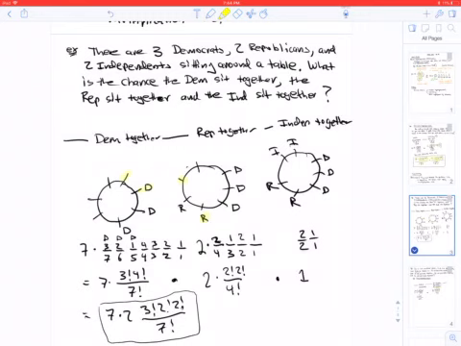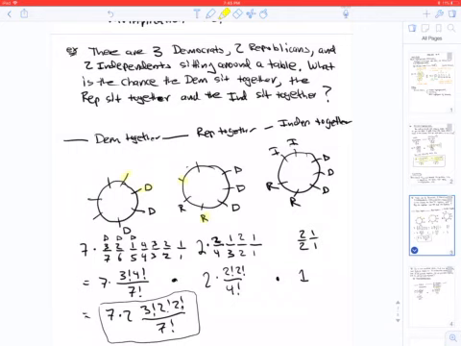So to illustrate this with another example, imagine there are 3 Democrats, 2 Republicans, and 2 Independents sitting around at a table. What's the chance the Democrats sit together, the Republicans sit together, and the Independents sit together? Well, I know that this is unlikely, but let's imagine that the probability of these different political groups sitting in various places on the table is random.